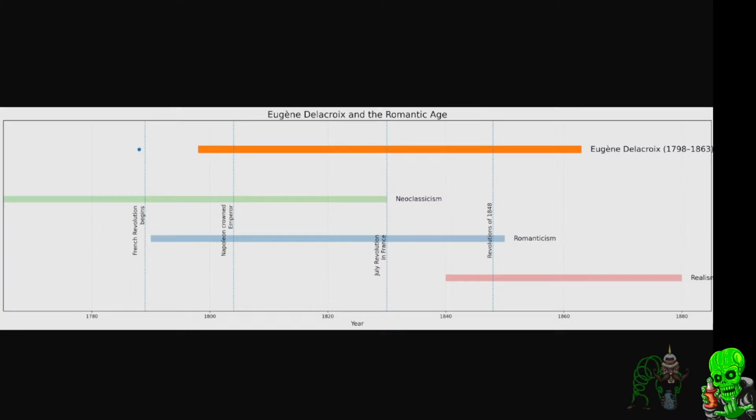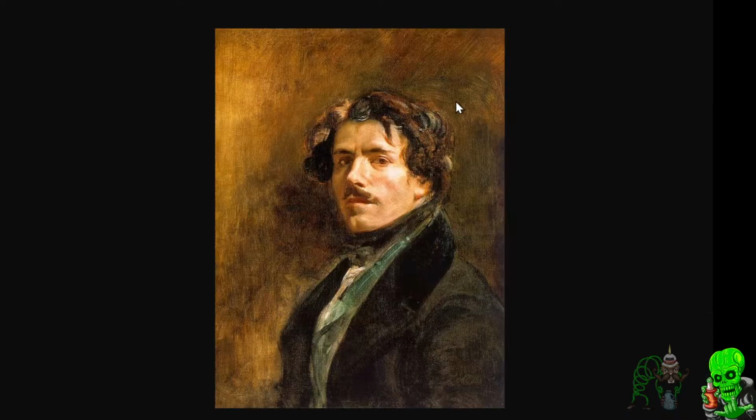So again, I'll point out, we can see on the timeline the French Revolution begins, the first one in 1789, and then Napoleon is crowned emperor in the early 19th century. And then the July Revolution, where the Bourbon monarchy was unseated, and then the Revolution of 1848, where Charles X was unseated, and they moved back to the Second Republic. Anyhow, so now we'll jump to the biography. This distinguished looking gentleman right here, this is a cool painting.